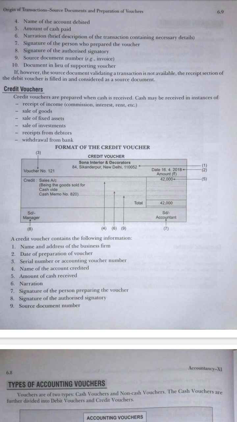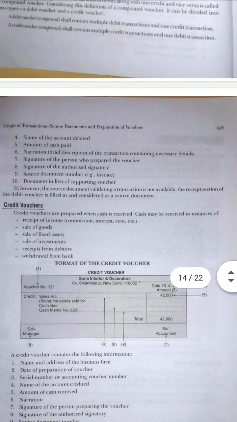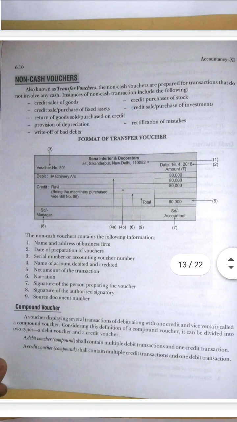So in this credit, sales. Understood? Credit the sales account. We have to write the name of the account which is to be credited, the details, and the source document number. Here is the total amount, the signature of the person who is preparing the voucher, and on this side the signature of the authorized person. Understood? Very simple. So this is enough for today's class.